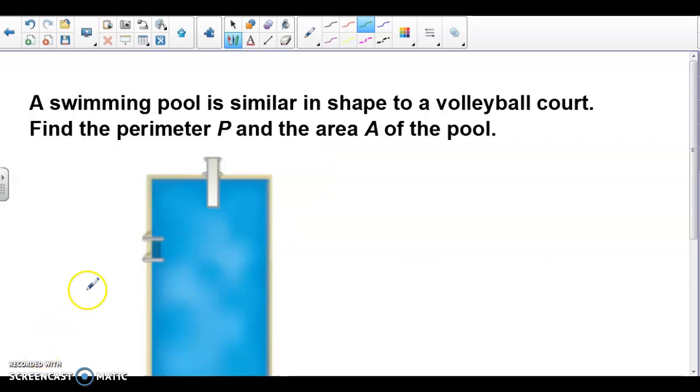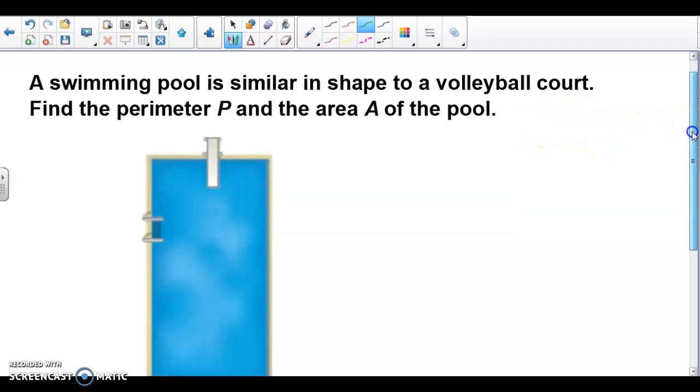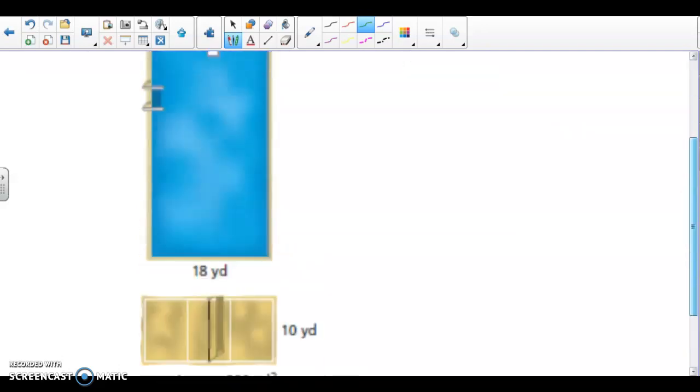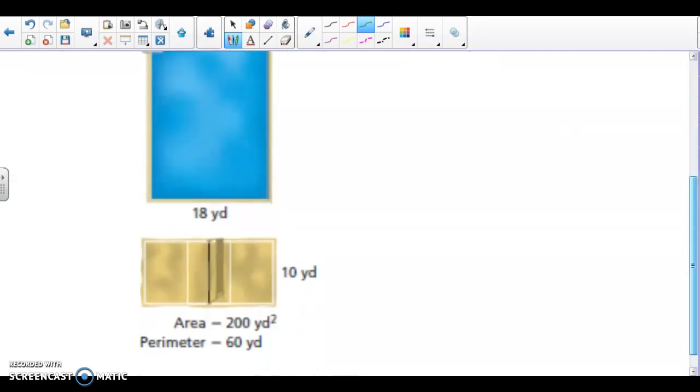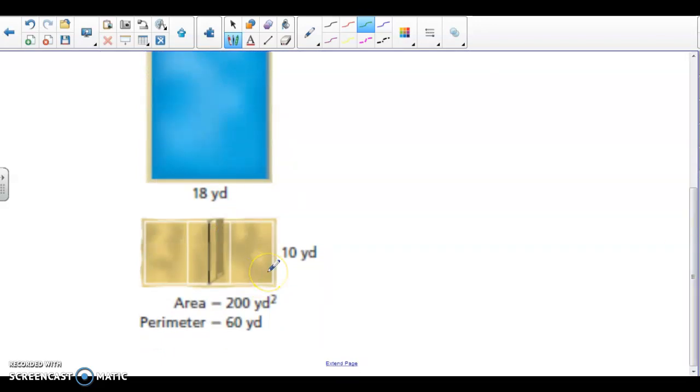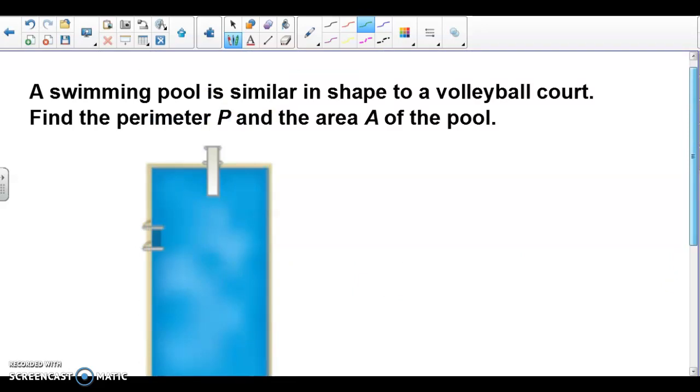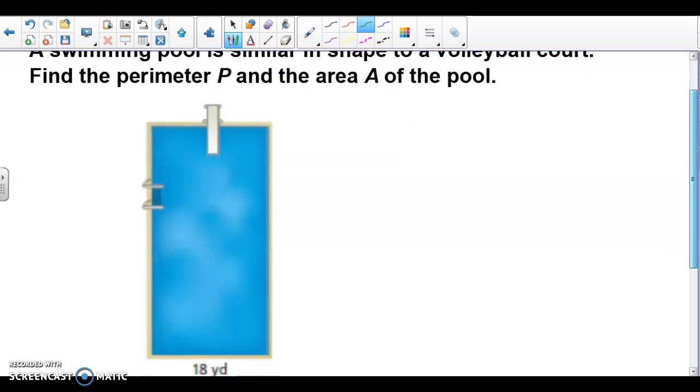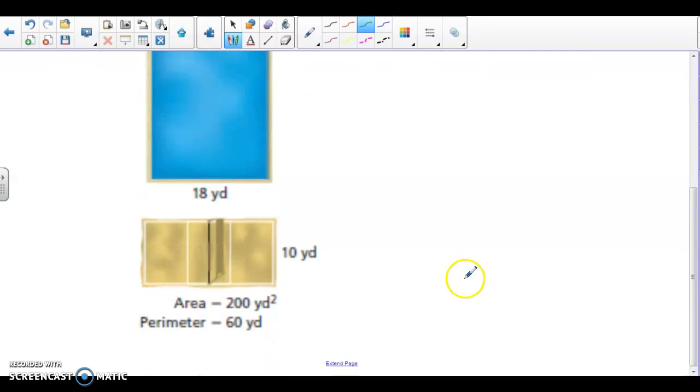So a swimming pool is similar in shape to a volleyball court. Find the perimeter P and the area A of the pool. So here is our pool. Here is our volleyball court. It says that they're similar in shape. They want us to find the perimeter and area. Now, the area of the volleyball court is 200 yards squared and the perimeter is 60 yards. It has a length here of 10.